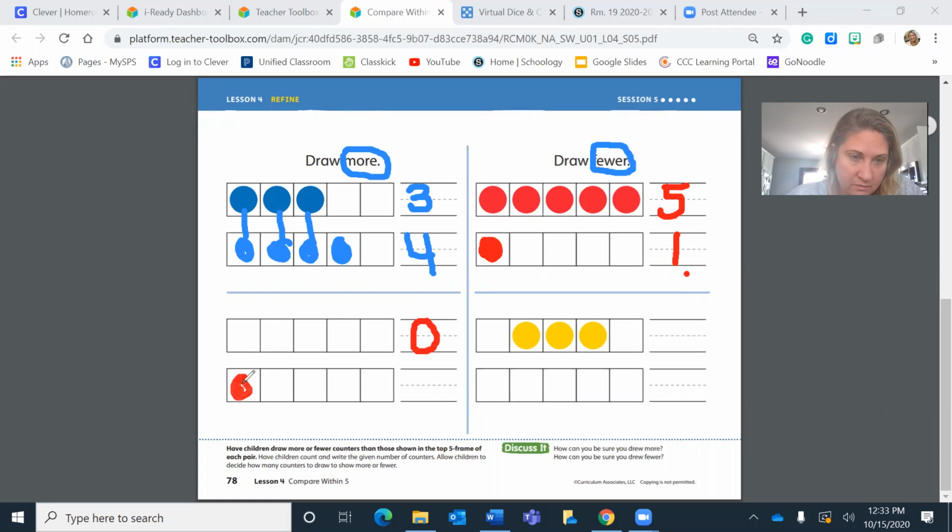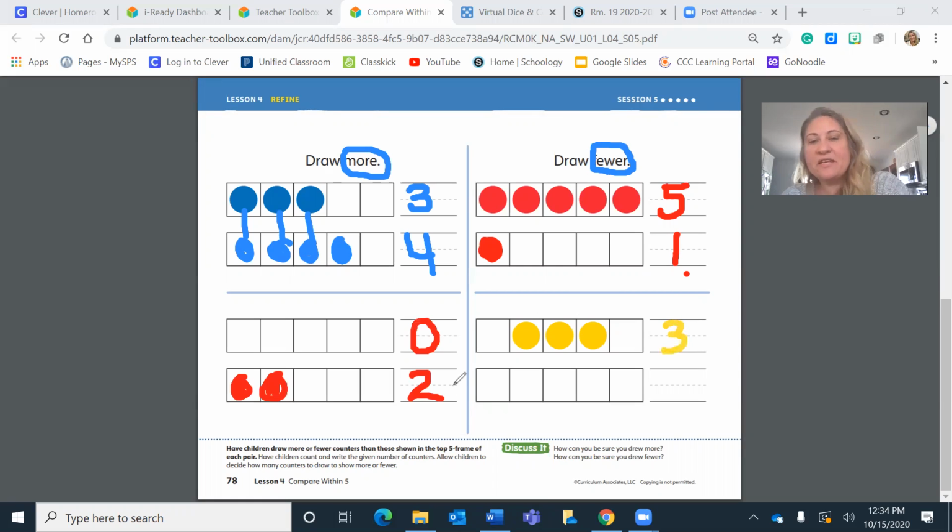1, 2. I drew 2. So now I need to write my number 2. 2. Great. Let's go to the next one. I need to find fewer, the less amount. Let's pick yellow. Let's count. 1, 2, 3. There were 3.